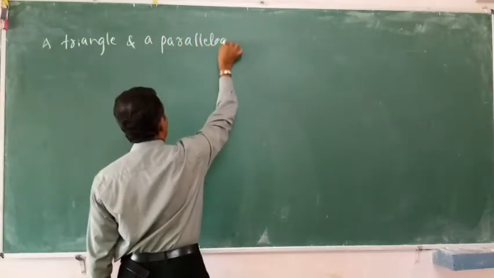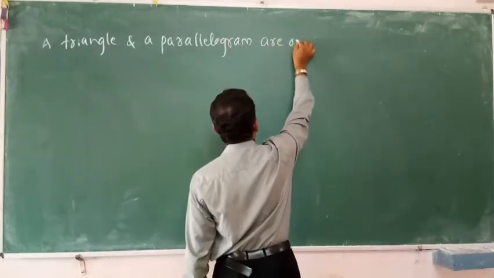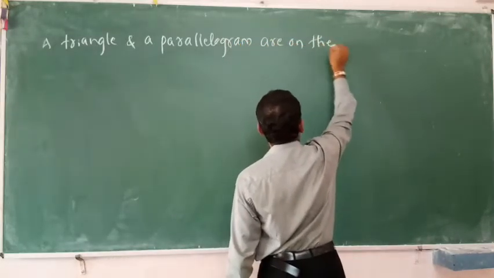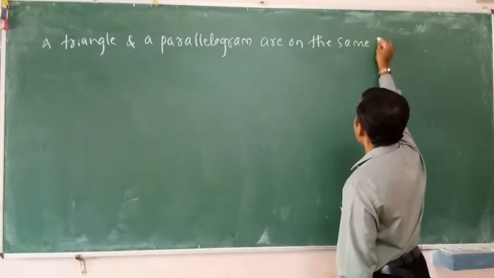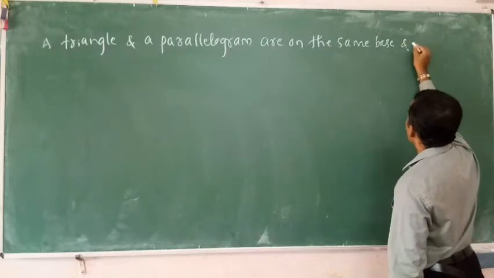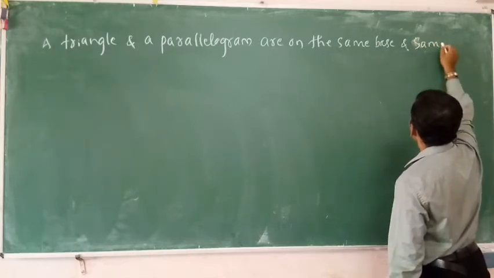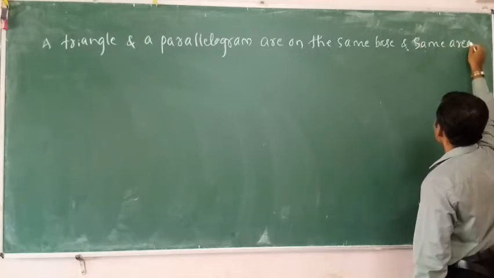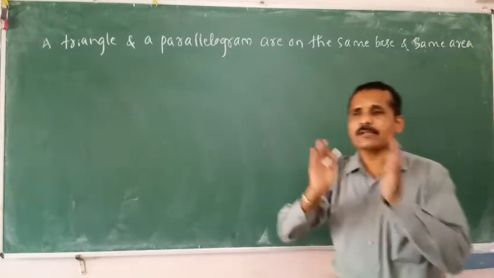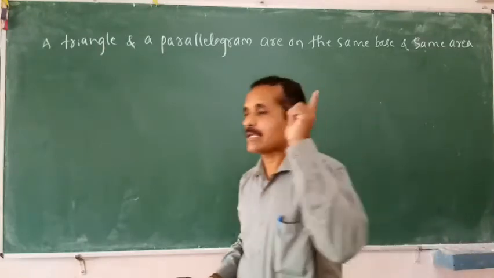A triangle and a parallelogram are on the same base and have the same area. Means the triangle and parallelogram are on the same base, and they also have the same area.